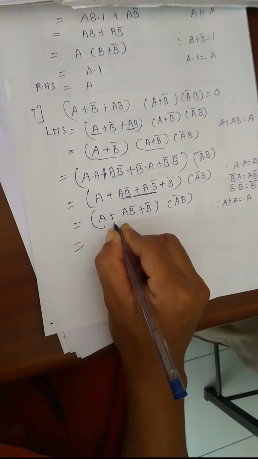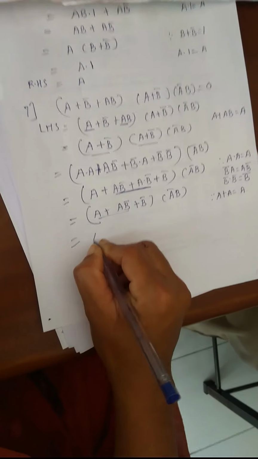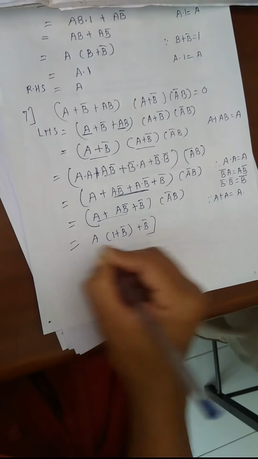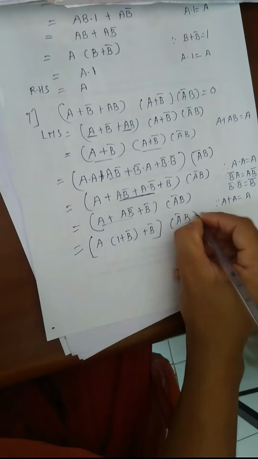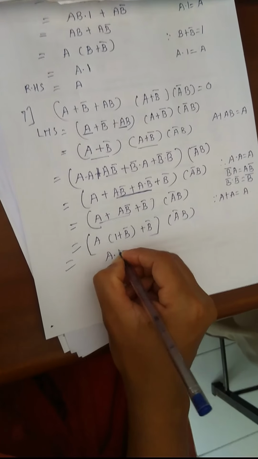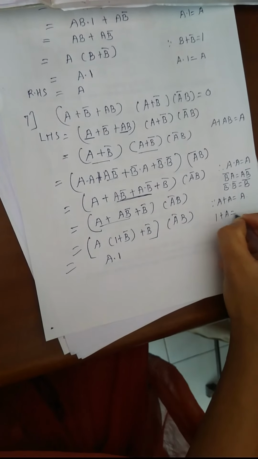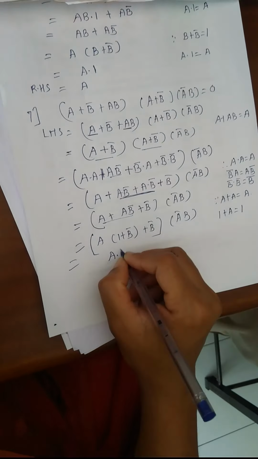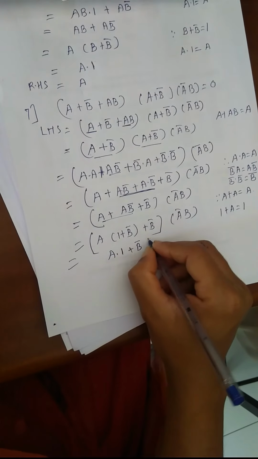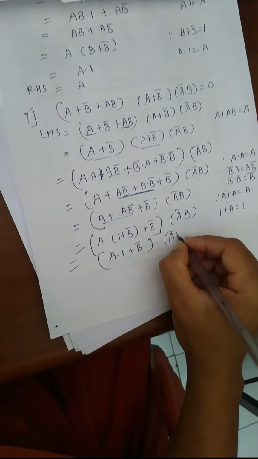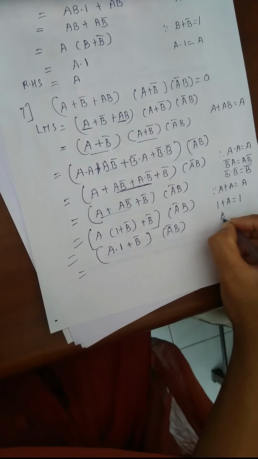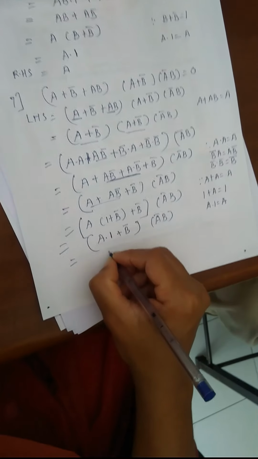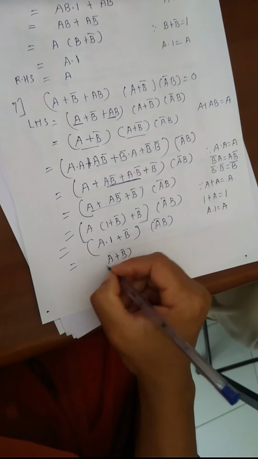Next, take the common term a from this term. So this is represented as a into (1 plus b bar), and then the bracket is complete, followed by a bar b. Since 1 plus a is equal to 1, by that law, this term 1 plus b bar is represented as 1. So this term is a into 1 plus b bar, then the bracket is complete, next a bar b. Again, a into 1, by that law, is represented as a. So this term is a plus b bar.